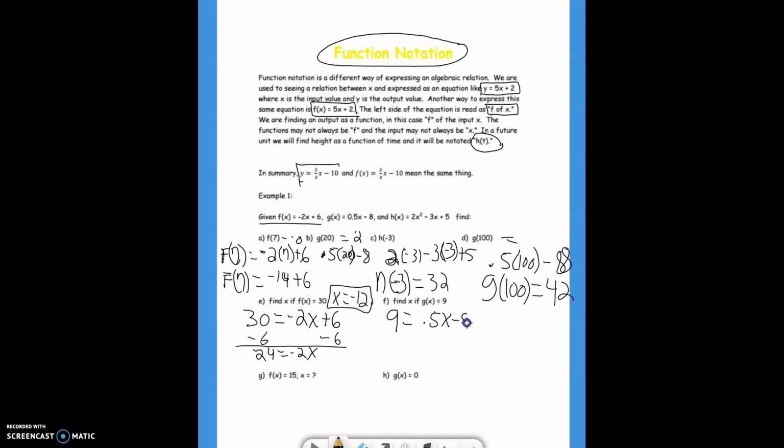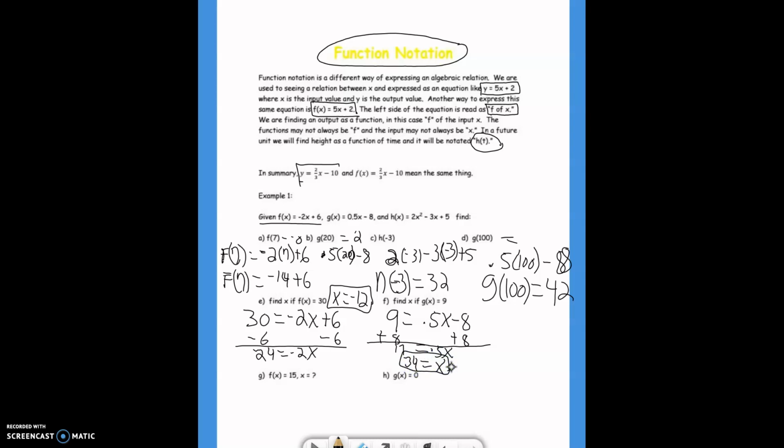And I am going to solve the problem. All right, so I'm going to add a 0.5x to both sides, right? So that's 0.5x equals 17. So 17 divided by 0.5 is going to equal, it looks like, 34. So x equals 34.